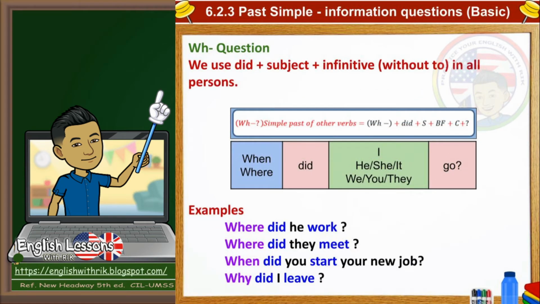Question. We use did plus subject plus infinitive without to in all persons. When did I go? Where did he go? Where did they go? Here are some examples. Where did he work? Where did they meet? When did you start your new job? Why did I leave?